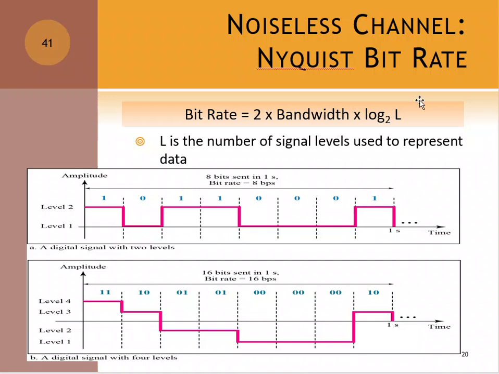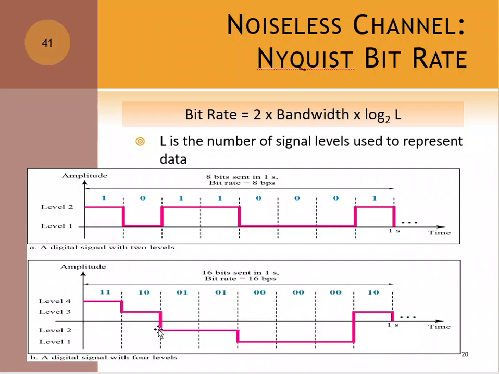For a noiseless channel, we have the Nyquist bitrate formula. Bitrate equals 2 times bandwidth times log L to the base of 2. L is the number of signal levels used to represent data. For example, we have 1, 0, 1, 1, 0, 0, 0, 1. So we have 1 bit only, which can either be 0 or 1. So the level is only 2. So the bit rate is 8 bits per second because we have 8 bits sent in 1 second.